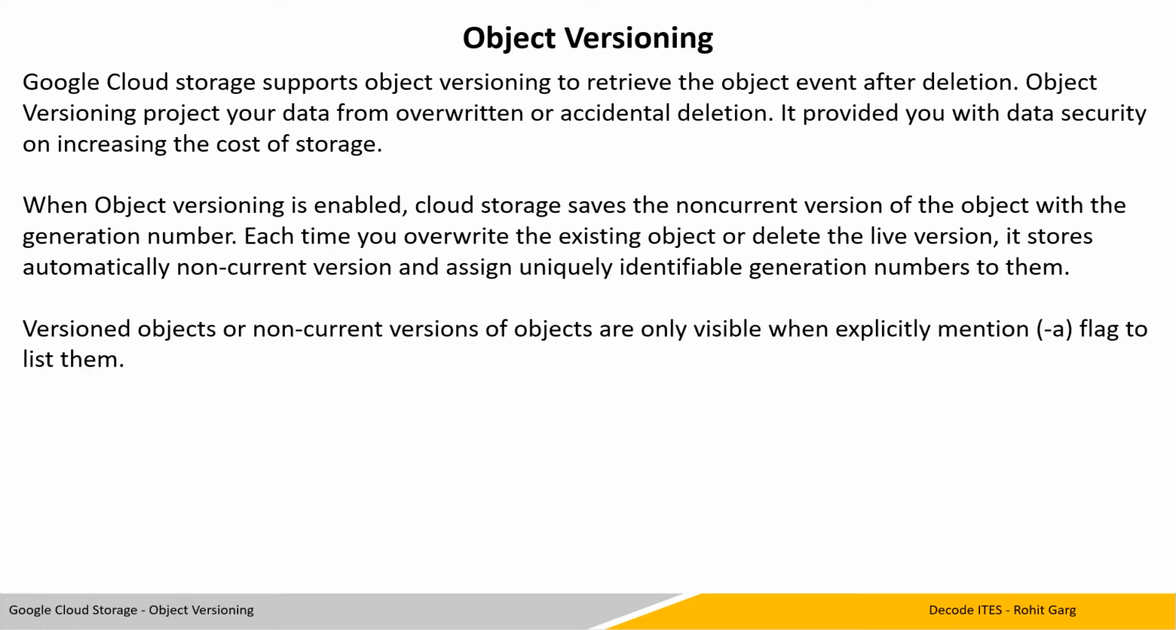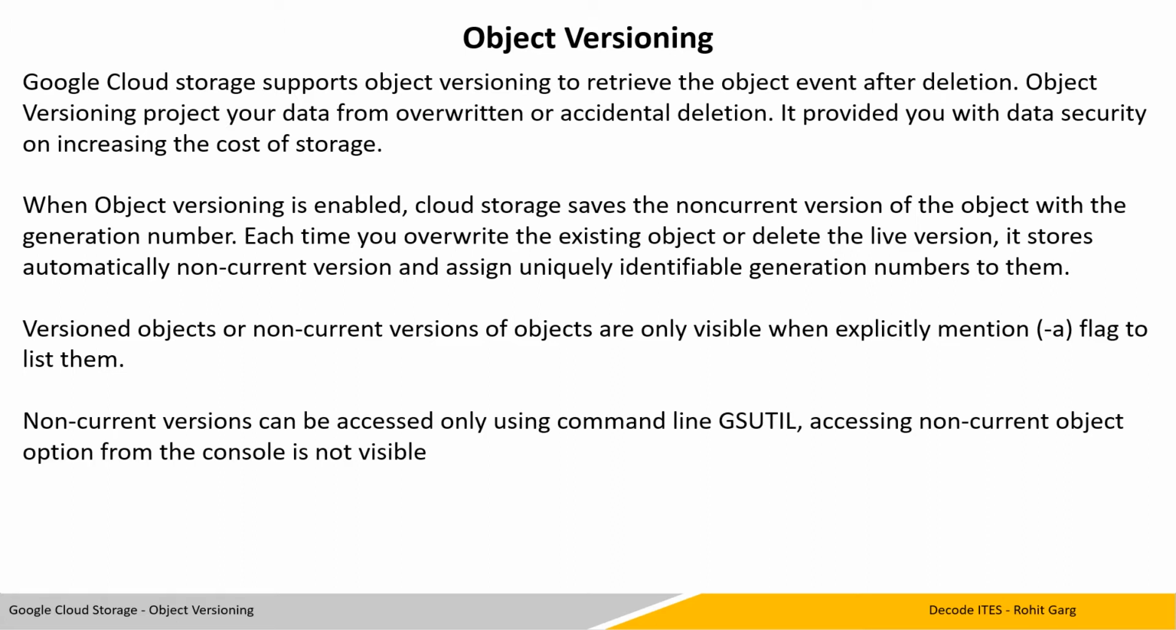Versioned objects or non-current versions of objects are only visible when you explicitly mention the "-a" flag to list them. When you run the ls command and have not passed the "-a" flag, it will show only the live versions with no generation or version number details. But when you pass the "-a", it will show the generation number of the current version as well as the archived or non-current versions of all objects deleted or overwritten in that particular bucket. Non-current versions can be accessed only using the gsutil command. Accessing non-current objects from the console is not available.